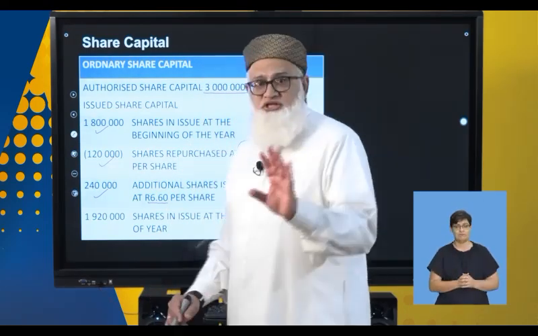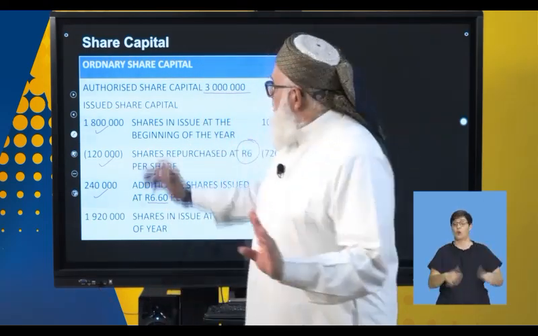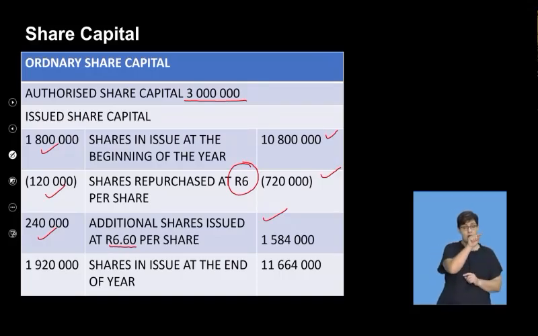Okay, now watch the calculations, important. You had 1,800,000 shares. You repurchased 120,000 shares. You sold a further 240,000 shares. So if you do this calculation, you end off with 1,920,000 shares in issue at the end of your financial period.